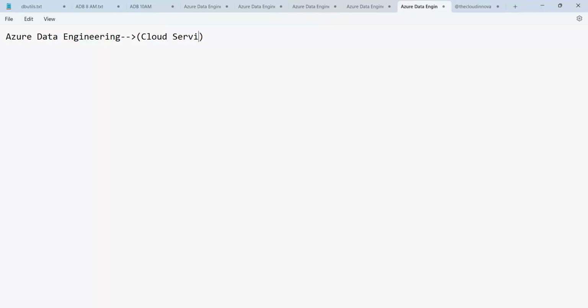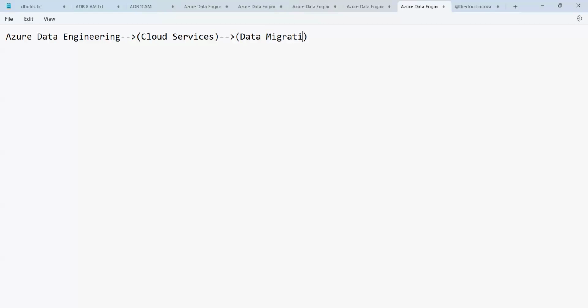It is a bunch of cloud services. So we have many cloud services available in Azure data engineering. Using this bunch of cloud services, we can perform the following jobs.